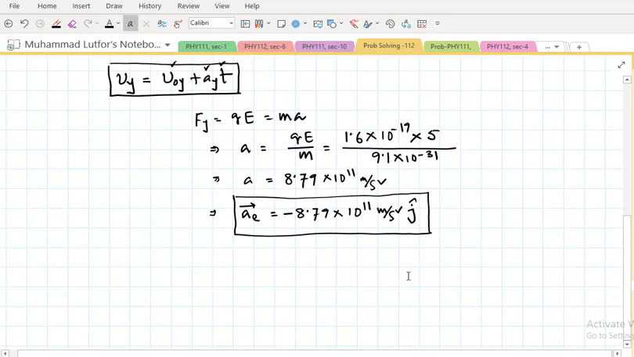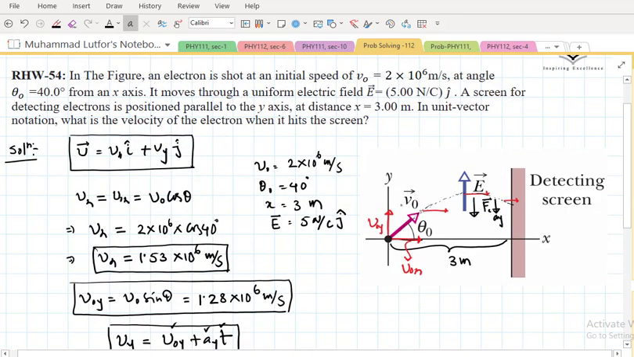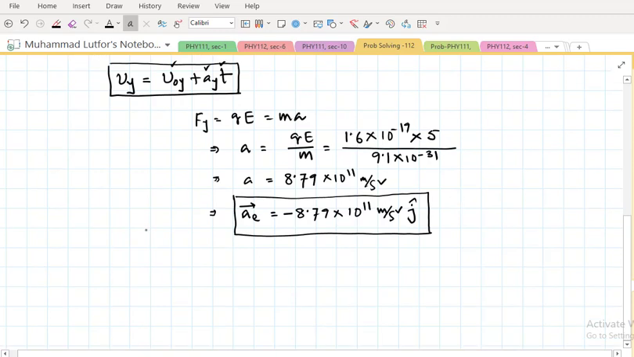Fine. Now what about the time? We can find the flight time of this electron. Whatever time it takes to travel in the horizontal direction, it takes exactly the same time in the vertical motion. So the distance traveled by the electron along the horizontal direction is x equal to V0x into t. This t is also the flight time of the electron, so t would be x divided by V0x, which is basically the Vx.